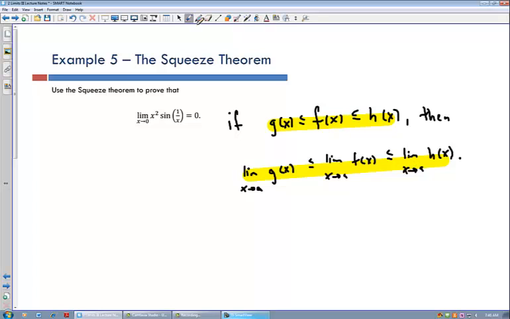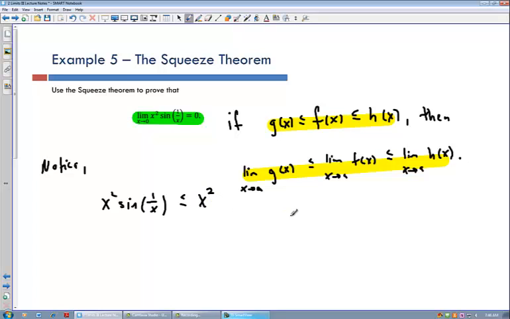So let's take a look at the problem. What we want to do is use the squeeze theorem to actually prove this. And so what you want to do is bound this function, x squared sine of 1 over x, between two other functions. So let's do it like this. So notice, if you give me x squared sine 1 over x, this is always going to be less than or equal to x squared times 1. And you just write x squared.